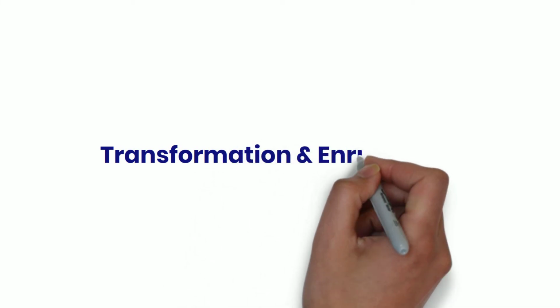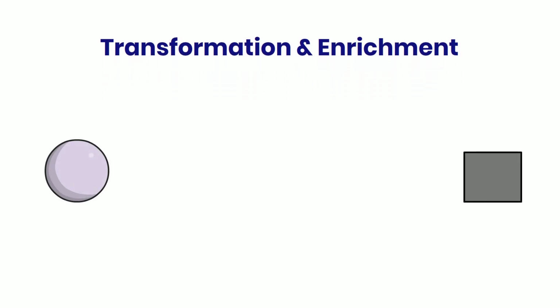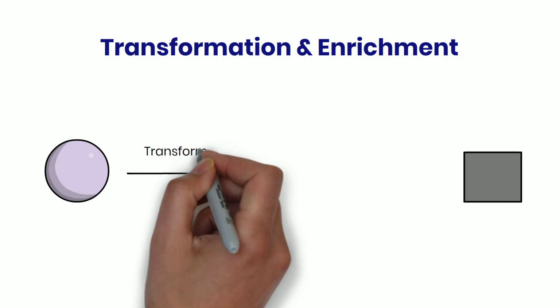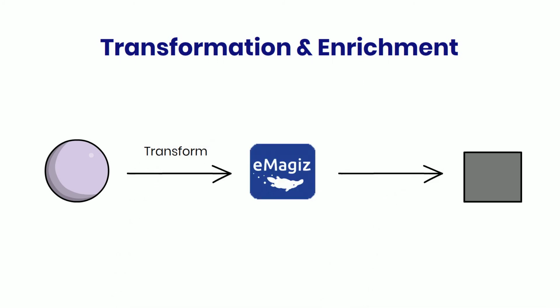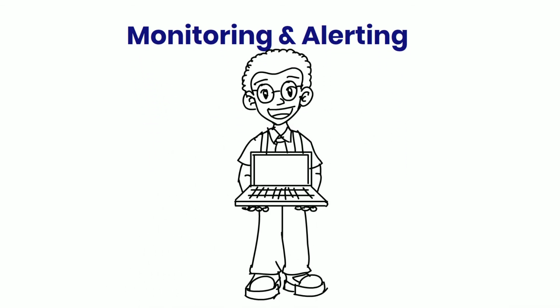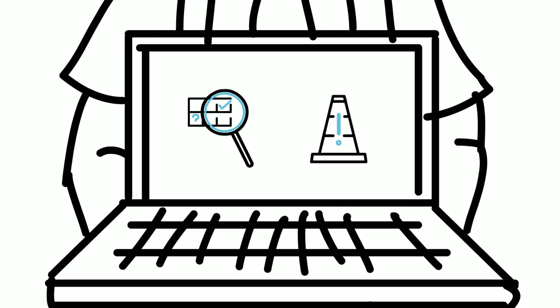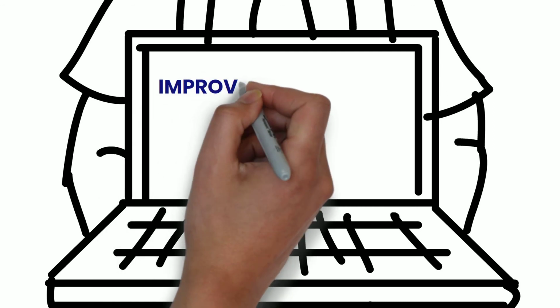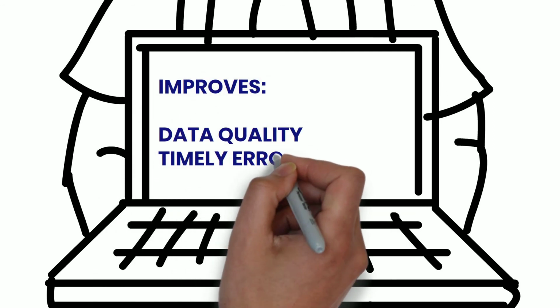The eMagiz messaging feature offers the insurance company the following benefits in this case. Transformation and enrichment: data from legacy applications can be accessed and transformation capability can be used to create an exchangeable format. Monitoring and alerting: developers can set up their required checks and alerting so that business owners can be alerted if any unexpected data is exchanged. This improves the data quality and timely error handling.